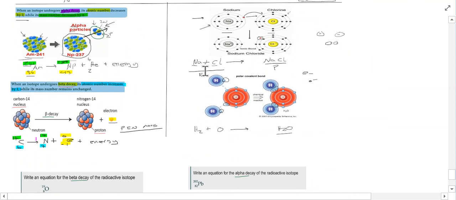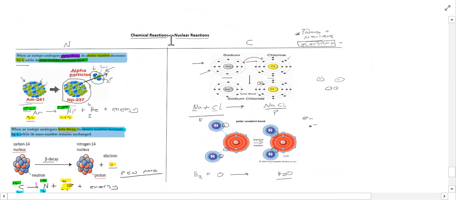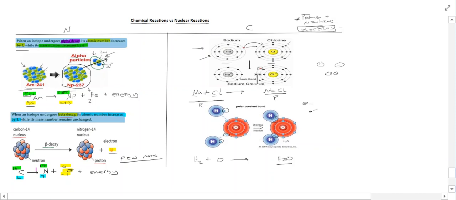So what we've looked at are chemical reactions versus nuclear reactions. Chemical reactions involve the changing around and the sharing of electrons between atoms, and they join up or break apart. But the atoms themselves remain the same. When sodium and chlorine react together, there's still sodium and chlorine in the finished product. The same with hydrogen and oxygen. When they react together, you still have hydrogen and oxygen, but they're now connected together in a molecule of water.